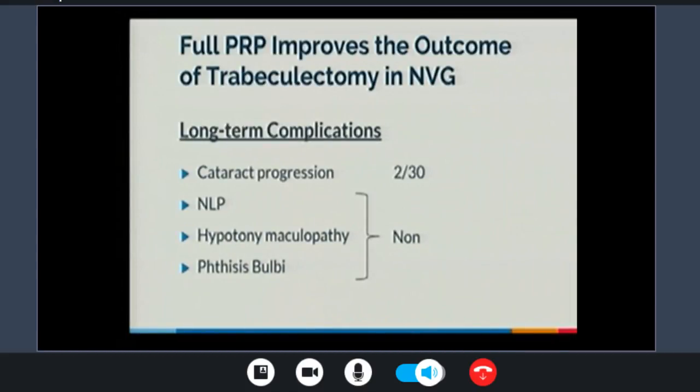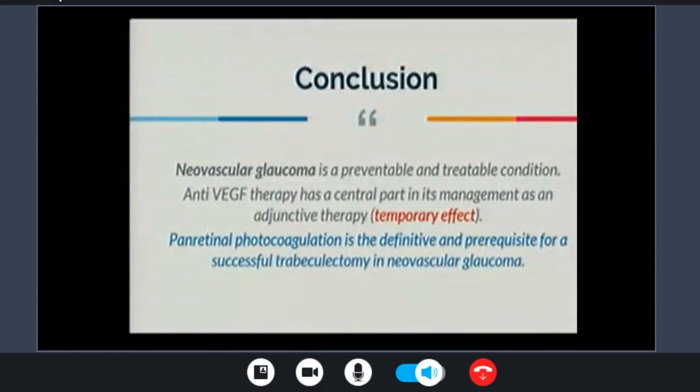except for the agony of the patient and our agony by admitting the patient for two or three weeks in the past. Now with the introduction of anti-VEGF, we don't need that. It is a matter of a few days, and then the patient is ready for surgical intervention if you need to go for surgical intervention. So we concluded from this study that, yes, neovascular glaucoma is a preventable and treatable condition.